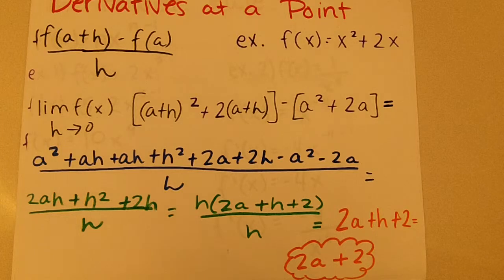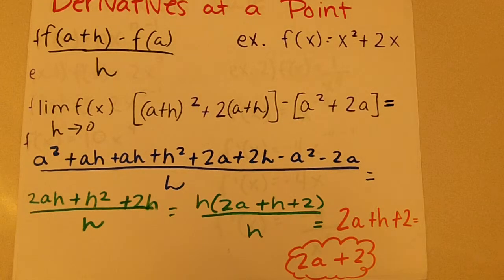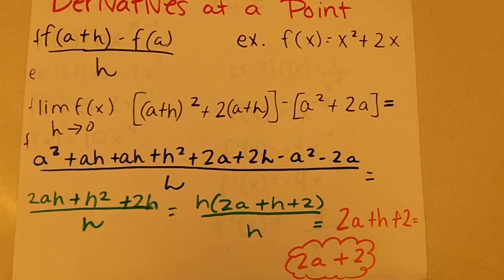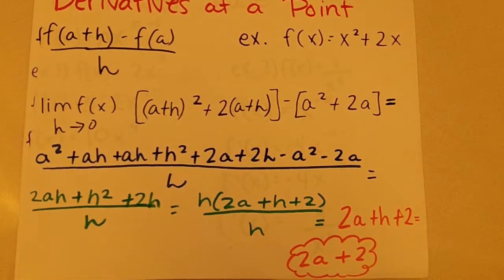To find the derivative at a point, you use the equation f of a plus h minus f of a, over h. For this, the example is f of x equals x squared plus 2x. So you take the limit as h approaches 0 of a plus h squared plus 2 times a plus h, because you substitute a plus h wherever there's an x in your equation. And you subtract a squared plus 2a, because you're substituting a wherever there's an x in the equation.